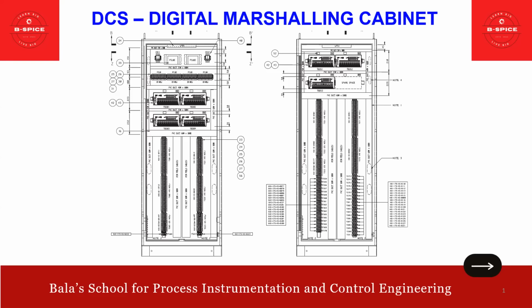Then we have analog marshalling. Specific to analog marshalling, we have terminal boards, right? Yes. Then IS barriers, if it is an IS signal. Then a 24-volt DC power supply. These are the things for analog marshalling.